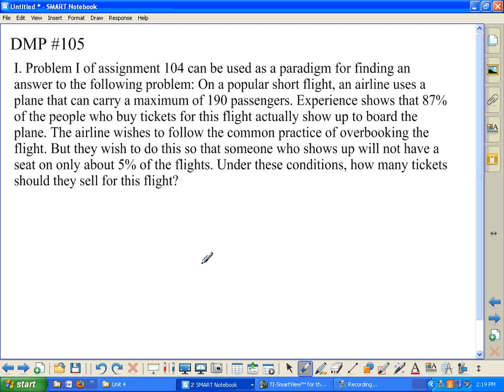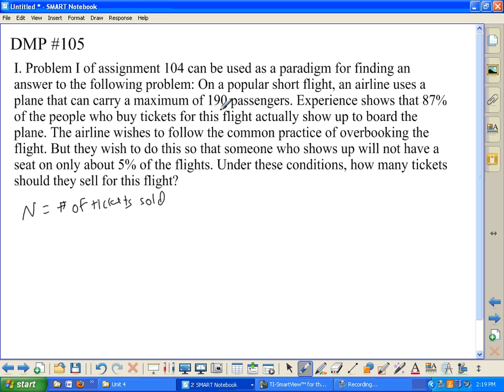So this is an airline overbooking problem in which we have a plane that can carry 190 passengers. Experience shows that 87% of the people who buy tickets show up. N is going to be the number of tickets that we sell. That's like the number of people that we're polling, where 87% of the people that we poll show up. So the number of people that show up has to be less than or equal to 190.